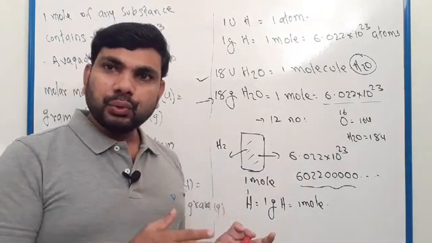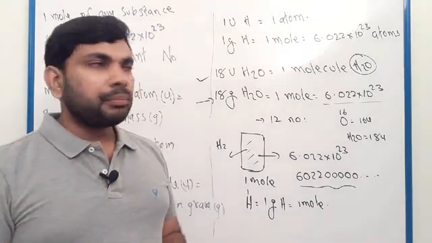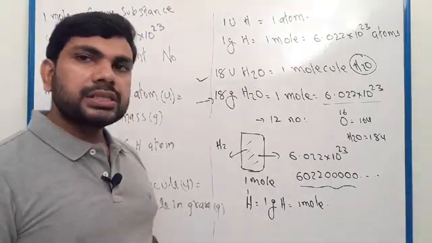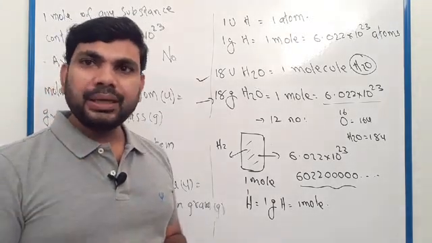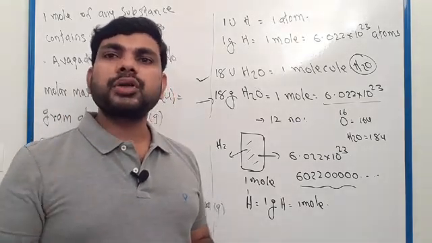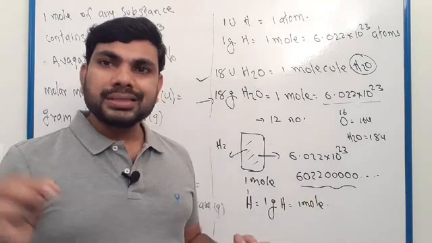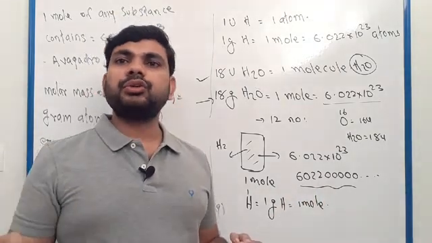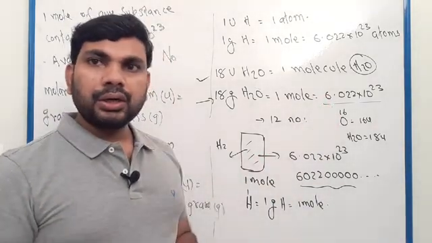So 18 u equals 18 g only in digit. 18 u means it is the mass of one water molecule. 18 g means it is 1 mole of water molecules. 1 mole of water means it contains a large number of water molecules, 6.022 × 10^23 particles will be there.